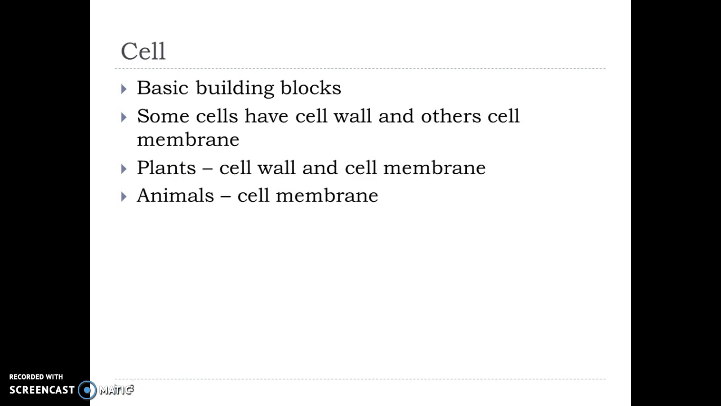Coming to the next slide, the introduction about the cell. Cell is nothing but a basic building block of any organism. So if an organism should grow, the basic unit is nothing but the cell. Some cells have a cell wall and the others have a cell membrane. For example, plants have both cell wall and cell membrane, whereas animals have only a cell membrane.